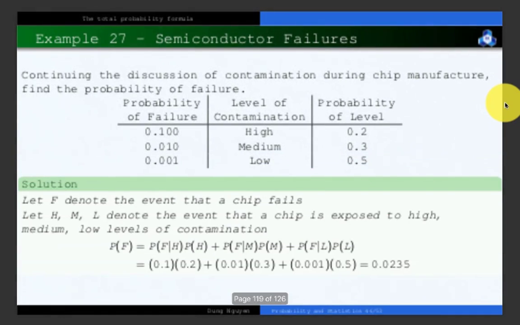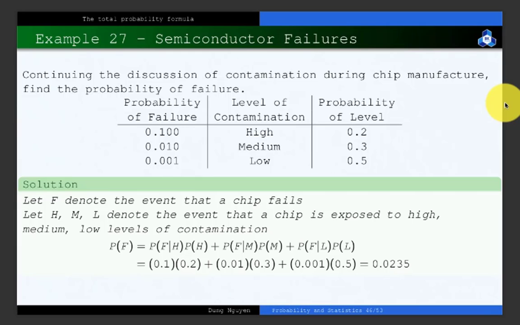How can we do that? So again, suppose that F is the event that the chosen chip fails, H is the event that the chip is exposed to high level of contamination, M is the event that a chip is exposed to medium level, and L is the event that the chip is exposed to low level.